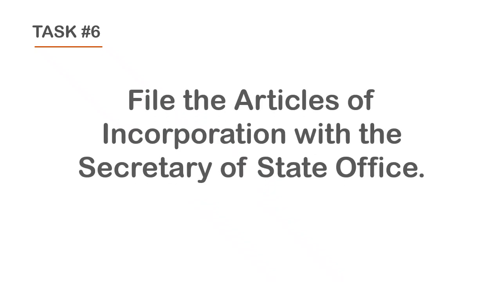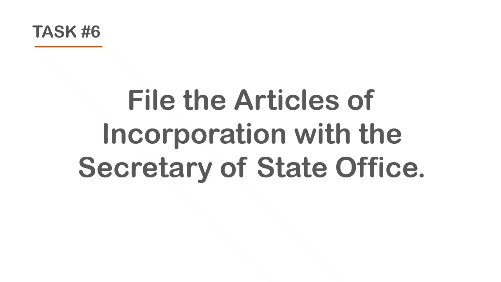Task number 6, file the articles of incorporation with the Secretary of State's office. So what that means is you have to file the articles of incorporation. But what are the articles? The articles of incorporation are the state level requirements that you have to file at the state level, stating what your organization is about. What's the purpose of it? How many board members are you going to have?